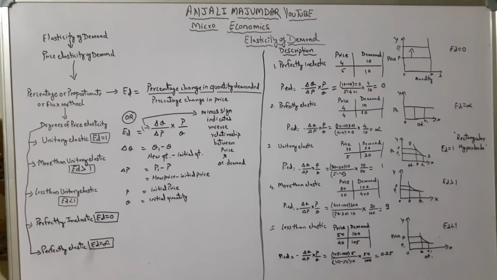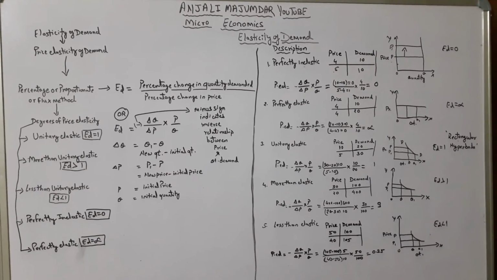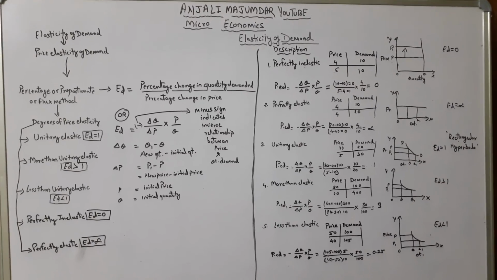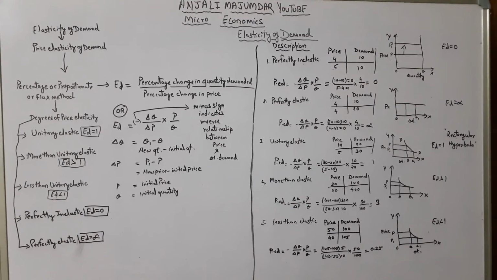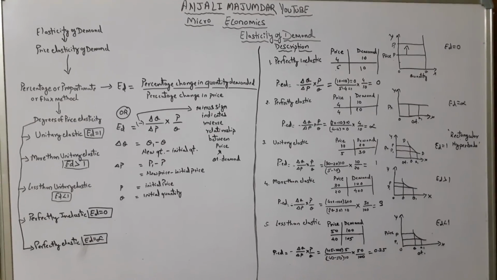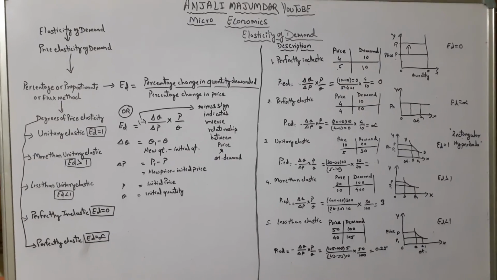So these are the 5 degrees of elasticity. Perfectly inelastic where ED value is 0, perfectly elastic where ED value is infinite, unitary elastic where ED value is 1, more than elastic where ED is greater than 1, and less than elastic where ED is less than 1. ED is more than 1 in more than elastic and ED is less than 1 in less than elastic.